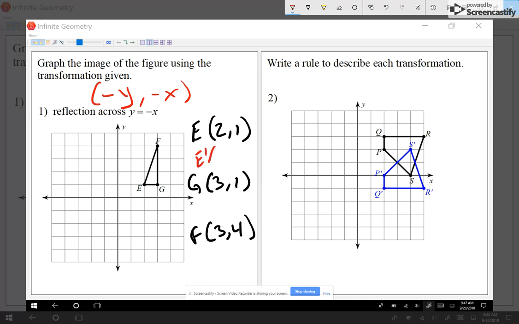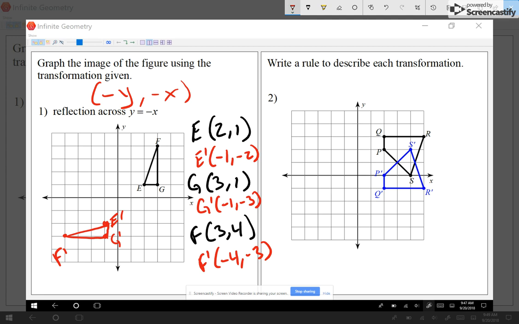So E prime is negative 1, negative 2. Flip them and switch both signs. G prime is negative 1, negative 3. And F prime is negative 4, negative 3. I plot those points in, negative 1, negative 2, negative 1, negative 3, and then negative 4, negative 3. That's my F prime. I connect my points, and that's all I do. Like I said, that's one way of doing it.